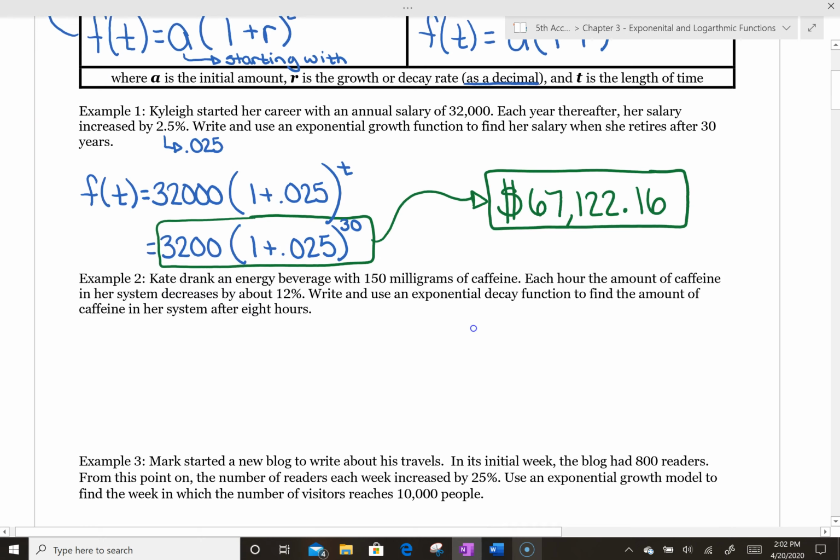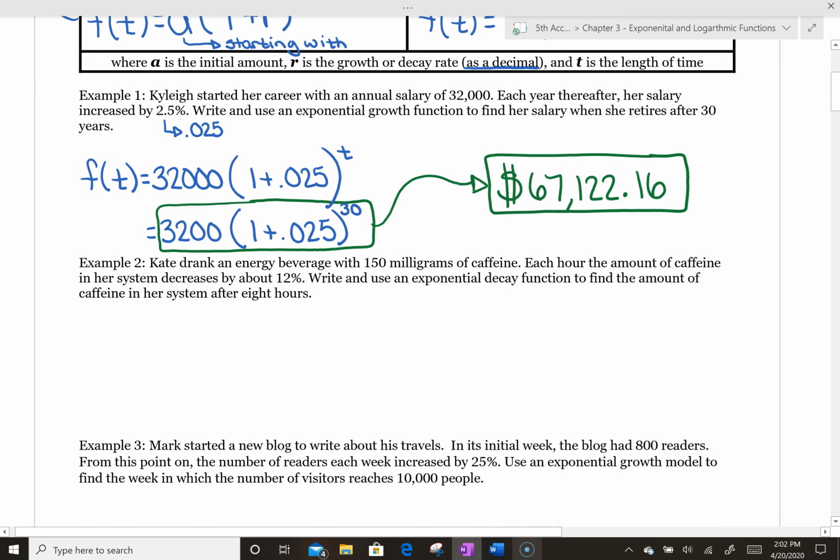Okay. The next one says Kate drank an energy beverage with 150 milligrams of caffeine. Each hour, the amount of caffeine in her system decreases by 12%. So let's change that to a decimal. Write and use an exponential decay. So we know it's going to be the minus sign in the parentheses based off them telling us it's a decay, but it also says decreases. To find the amount of caffeine in her system after 8 hours. So again, we're finding that ending amount.